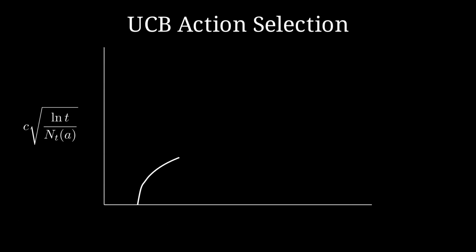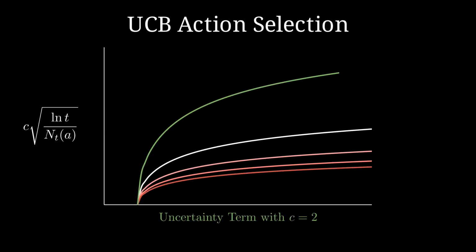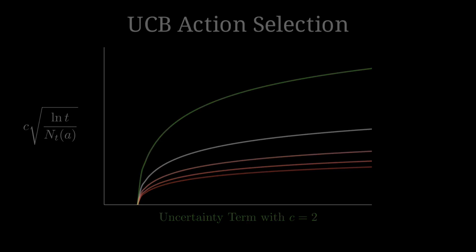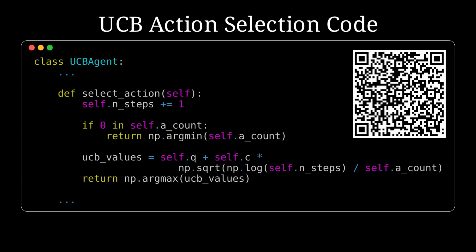The constant C controls this balance. A higher C encourages exploration, while a lower C prioritizes exploitation. Selecting the right C value is critical for UCB's performance in different environments. Let's break down the UCB Action Selection code. As always, the full implementation is available in the GitHub repository linked below.